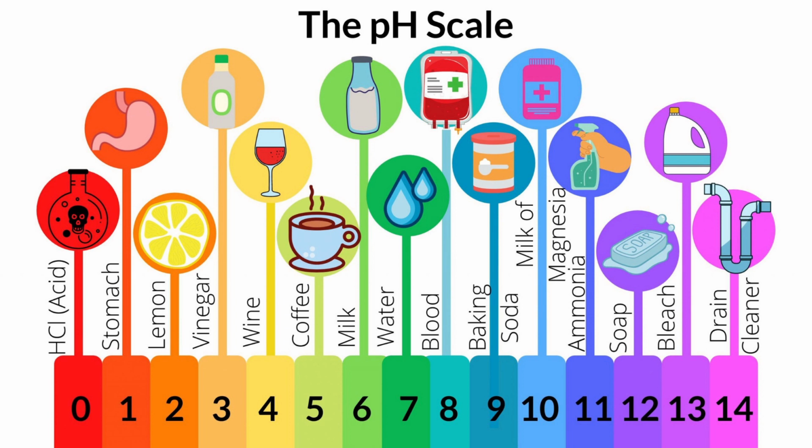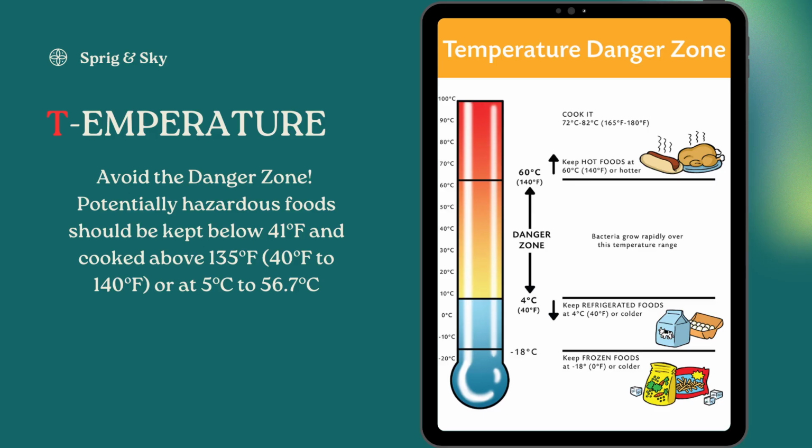And low-acid foods are like your poultry, fish, dairy, eggs, beef, and pork. Those are the low-acid foods that are considered potentially hazardous foods, and they are more susceptible to microbial growth. Let's move on now to temperature.